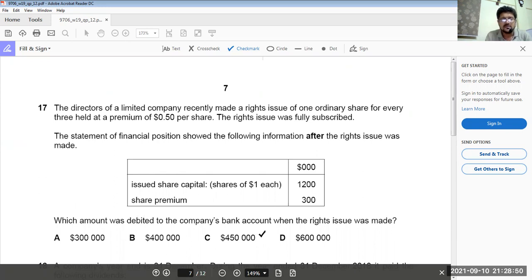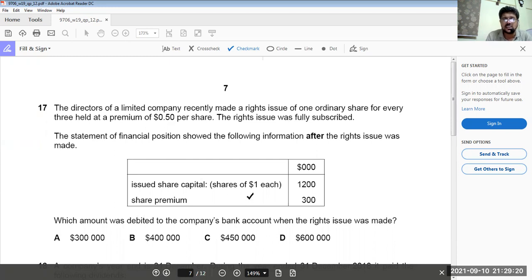Okay. Move to 17. The directors of a limited company recently made a rights issue of 1 ordinary share for every 3 held at a premium of $0.5 per share. The rights issue was fully subscribed. The statement of financial position showed the following information after the rights issue was made. Issued share capital after the rights issue is $1,200,000. Share premium is $300,000. Which amount was debited to the company's bank account when the rights issue was made?